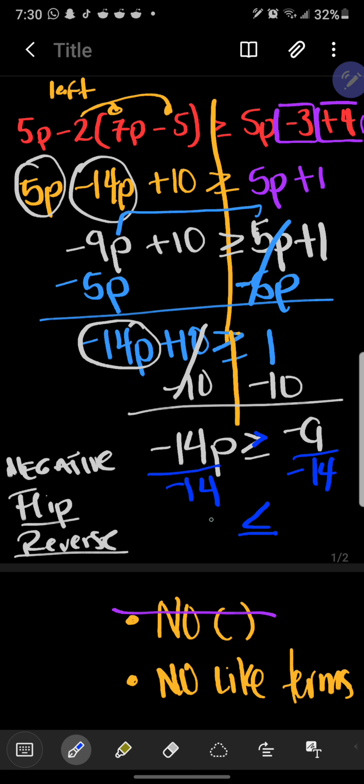Okay? And that turns into a 1p. And this is just 9 over 14. I'm going to show you how to put the -9 over -14 in the calculator. So give me a minute.